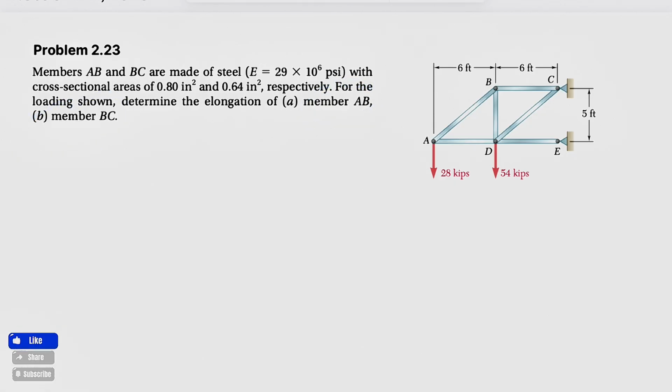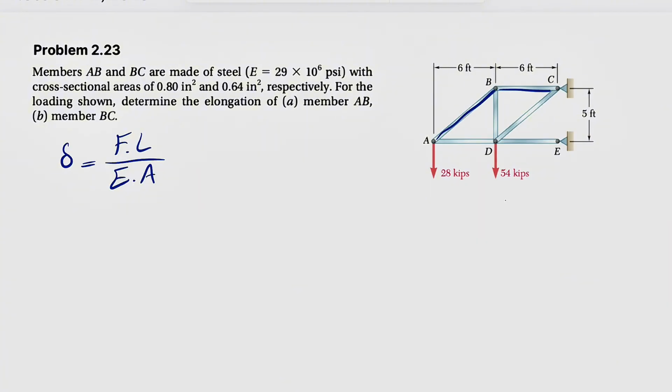We solved a couple of questions in this channel in the previous videos. If we want to find the elongation, we simply have this formula: force times the length of that member over elastic modulus times the area. As long as we can figure out the force in each of these members, the rest of this is pretty easy. So we are interested in these two members, AB and BC.